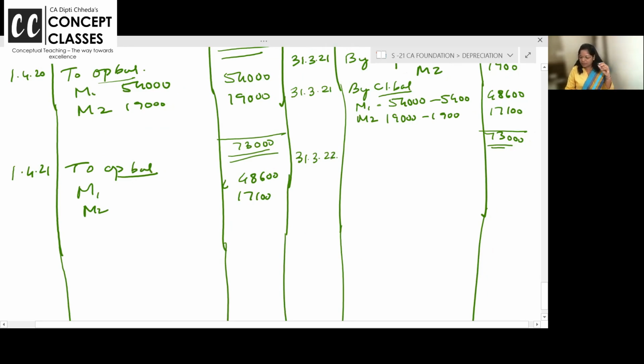Now, oh sorry, why am I writing 31st March? Abhi to hai na all. Now, they are saying on 1st October 21, machine 1, purchased on 1st April, was sold for 28,600. So shall we charge first depreciation on machine 1 till date? 48,600 into 10% into 6 by 12.